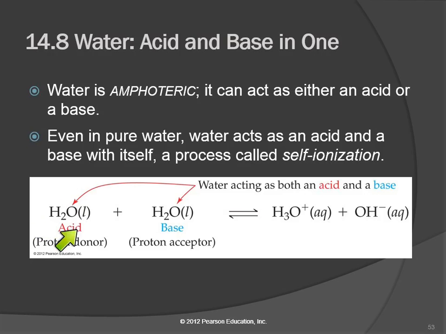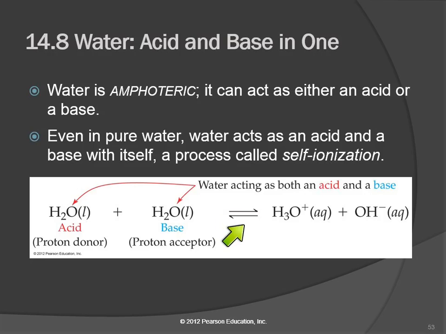One water molecule acting as an acid, which is a proton donor, donating a proton to another water molecule, the proton acceptor, which is acting as a base. And the result is hydronium ion and hydroxide ion. Now, you might say, well, why would water do that? That just doesn't seem like something we would expect to happen. And we wouldn't. And it doesn't do this very much.